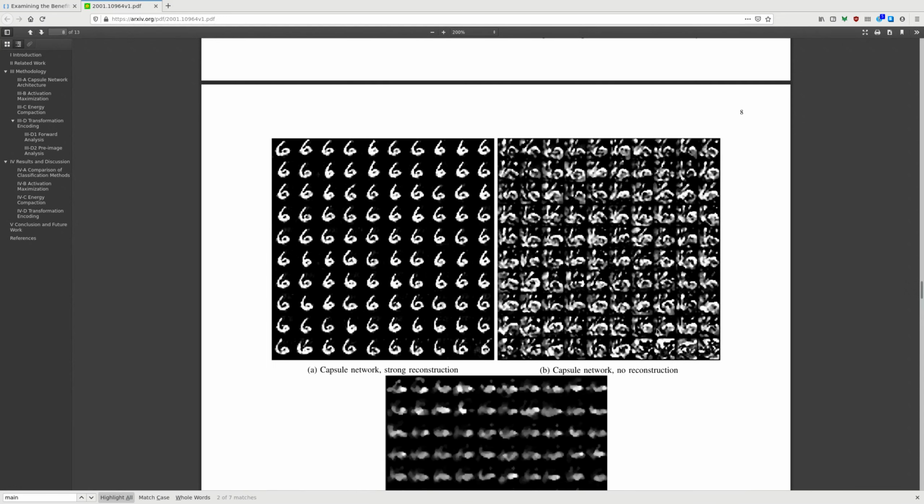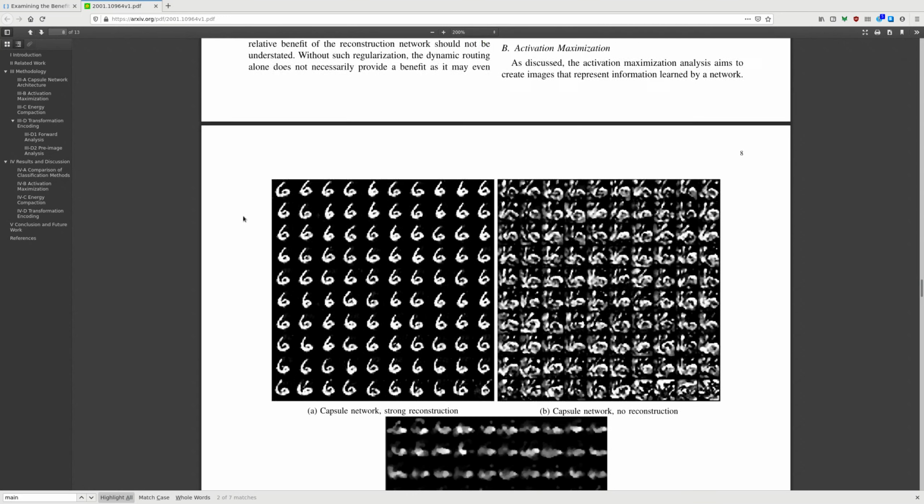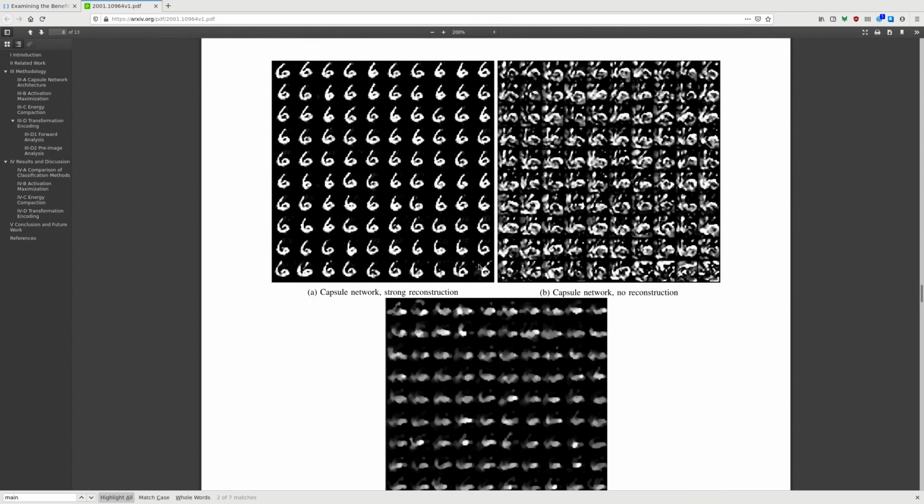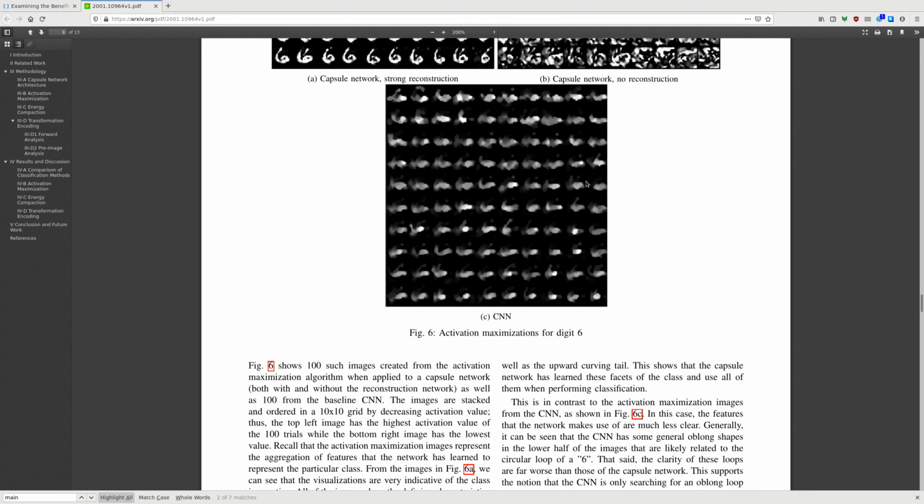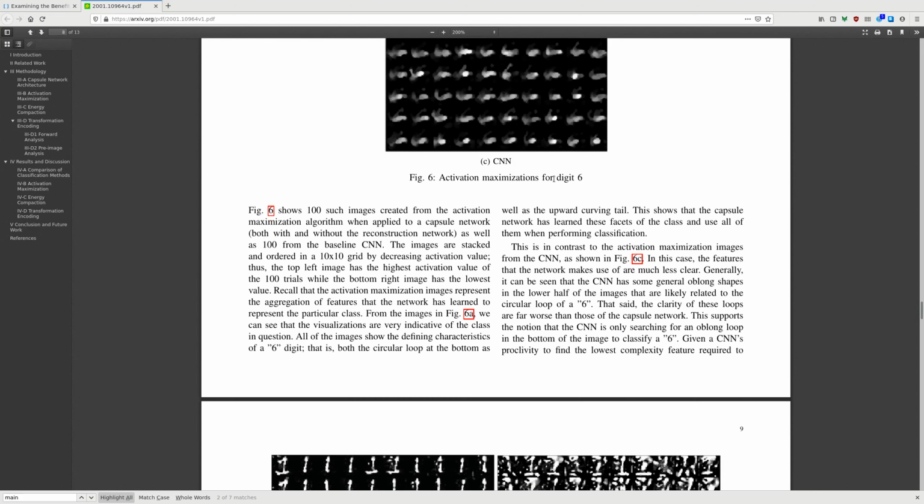Yeah, so I see the 6 for the capsule network with strong reconstruction. This is a very, very clear 6 reconstructed. Very, very nice 6. Then we have the capsule network with no reconstruction. Well, you could sort of say that there is a 6. If you know that you are looking at numbers, you would say that you're probably looking at 6, maybe 0. And with CNN activation maximization, it would be very difficult to say what you're looking at. Maybe you could guess that it's 6, but it's almost impossible.